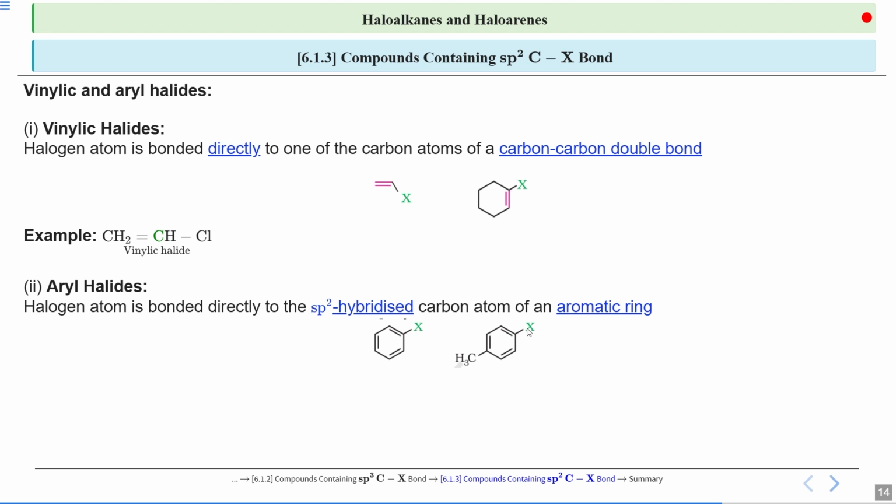This structure is an aryl halide. Similarly, this second structure is also considered an aryl halide. The halogen is directly bonding with the aromatic ring, or you can say a substituted aromatic ring with methyl. The important thing is the halogen is bonding with one of the carbon atoms of the ring. Aromatic ring is present in it. The example for this includes C6H5Cl, chlorobenzene. There is a benzene ring directly attached to chlorine. This is an example of an aryl halide. The chlorine is bonding to an sp2 hybridized carbon atom of the aromatic ring.